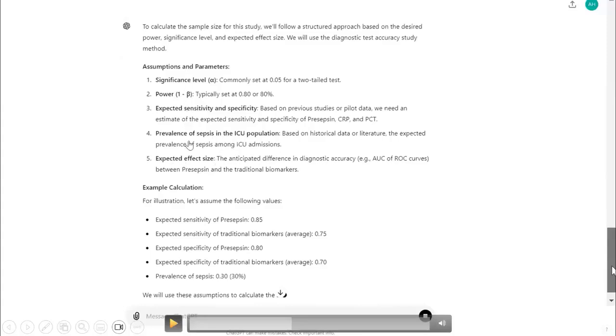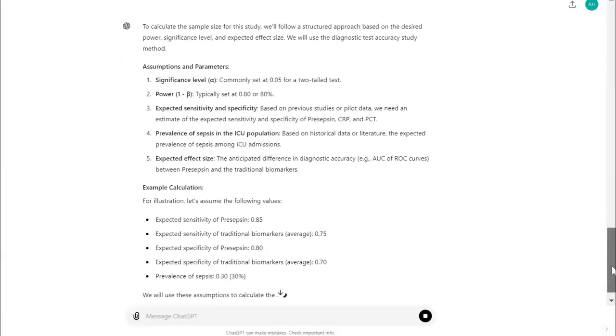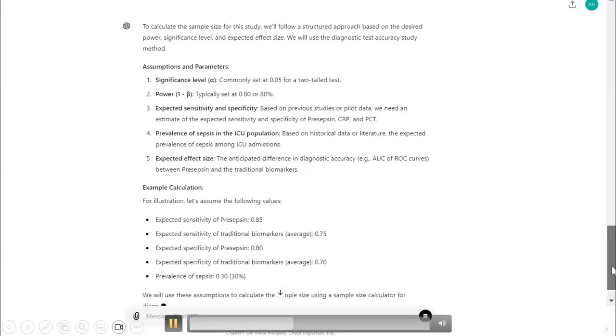This is the main component that I should fill in to get the sample size for our study. And then he starts with an example calculation. Assuming that the expected sensitivity of the presepsin is 0.85, the expected sensitivity of the traditional biomarker is 0.75, the expected specificity of the presepsin is 0.8, and for the other biomarkers is 0.7, and the prevalence of sepsis is 30%.